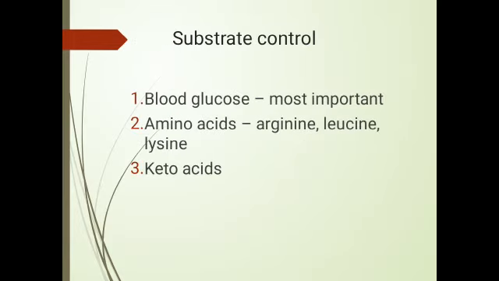Substrate control is very important, especially the blood glucose level. So increased blood glucose is the most potent stimulus for insulin secretion. And also amino acids, especially basic amino acids like arginine, leucine and lysine, and fatty acid derivatives like keto acids also will stimulate the insulin secretion from the beta cell.